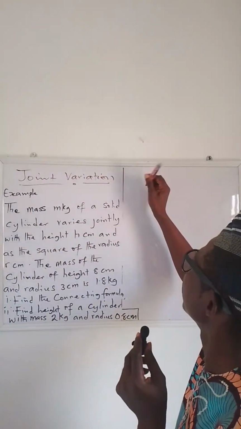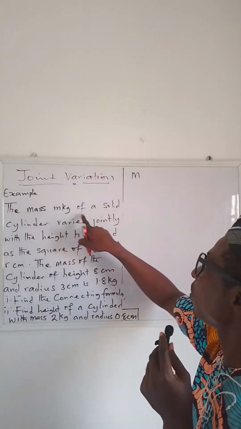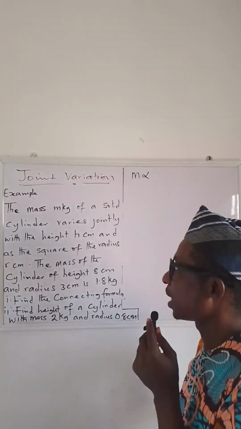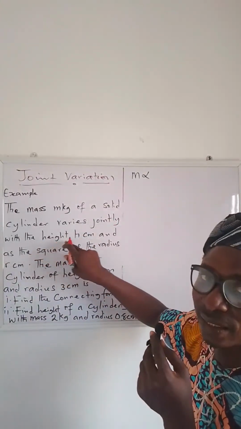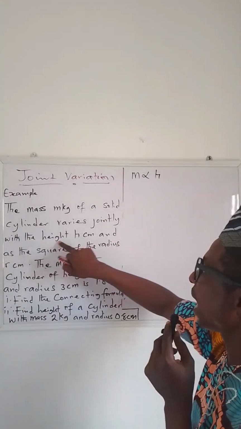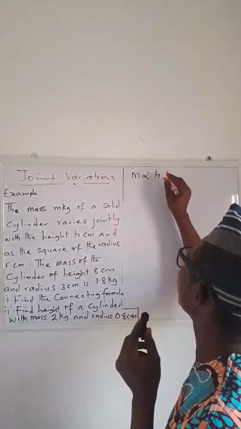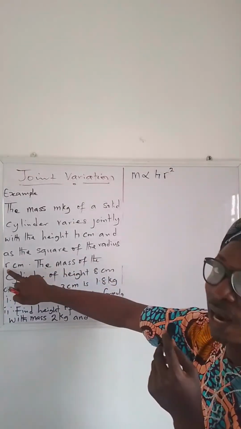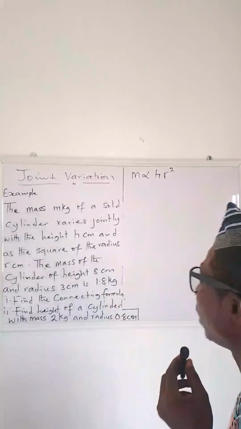So I start with mass m. Now it has been given in the question that the mass m of a solid cylinder varies jointly with the height h and the square of the radius, since the radius is r in centimeters. So you have it this way. So this is the relationship.